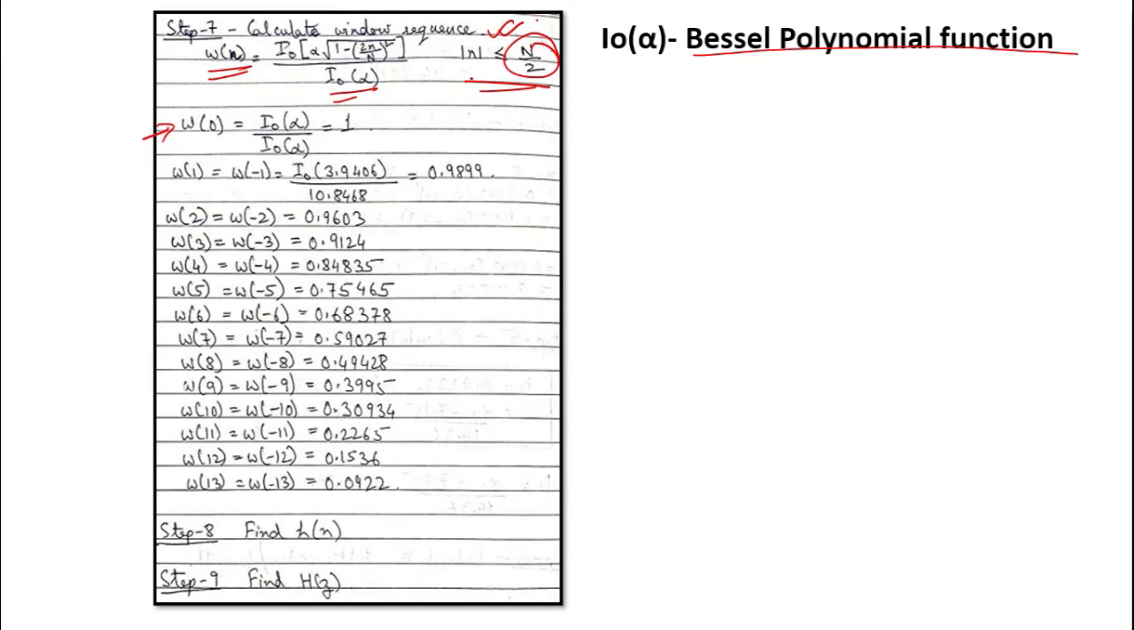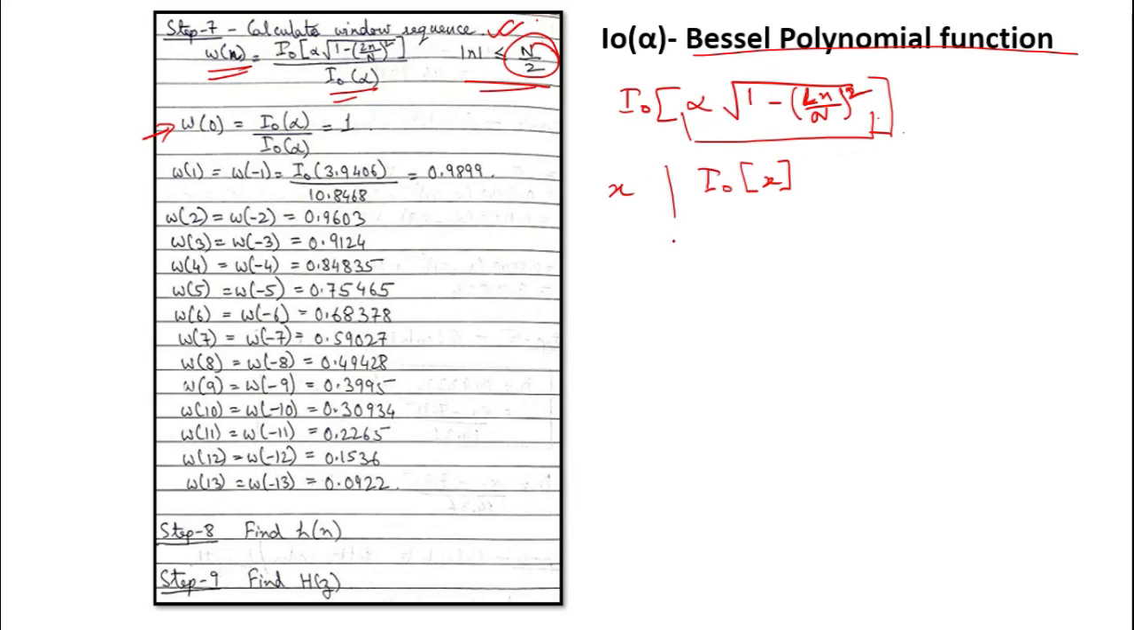Now here, if you see I0 of alpha times the square root of 1 minus (2n by capital N) whole squared, capital N already we have calculated, right? This is it. For each and every n, you will be getting this value. If you call this x, for every x we will be having a value of I0(x).